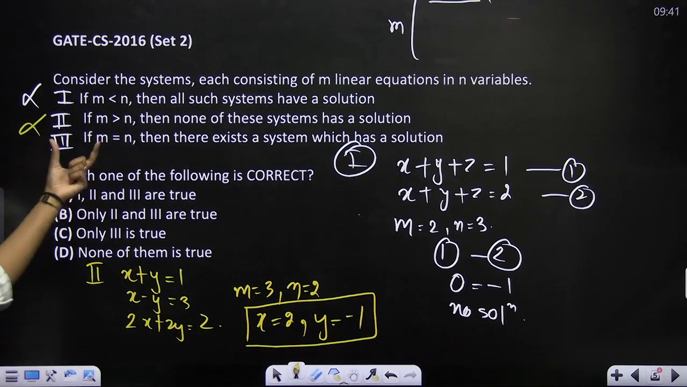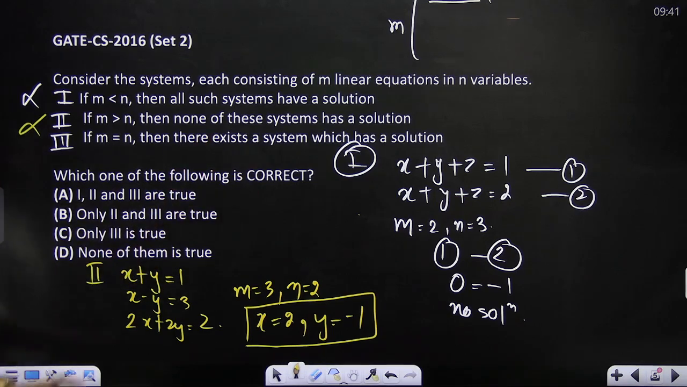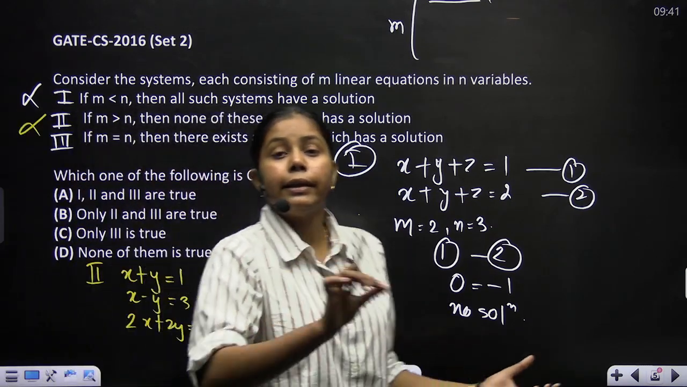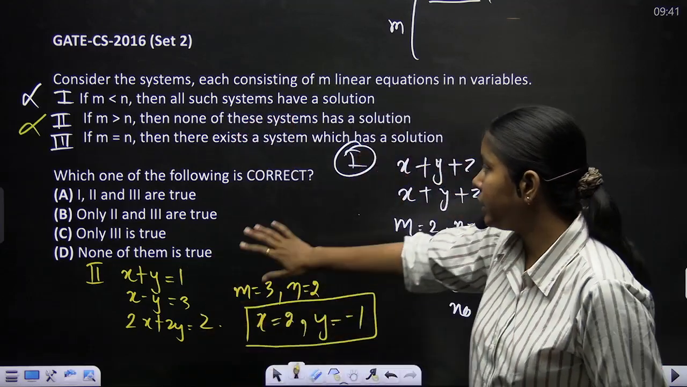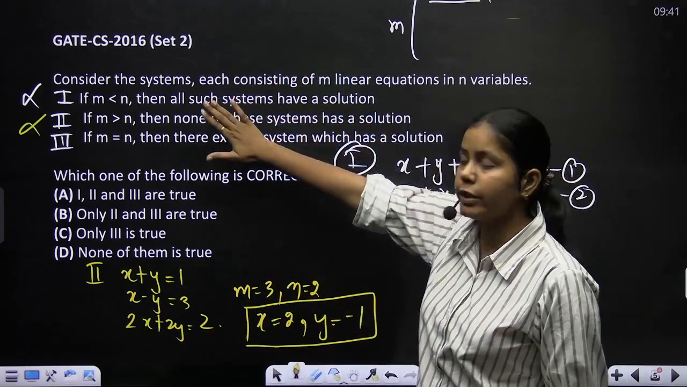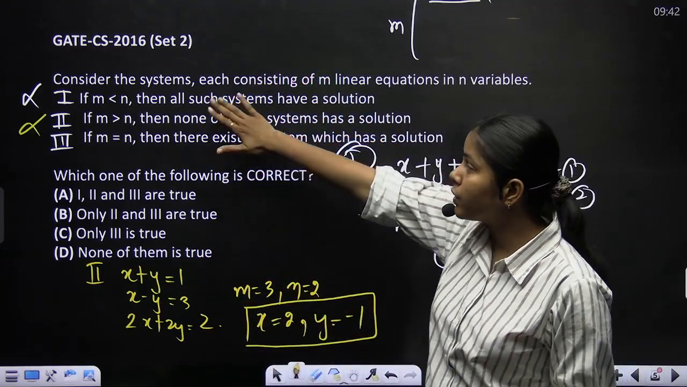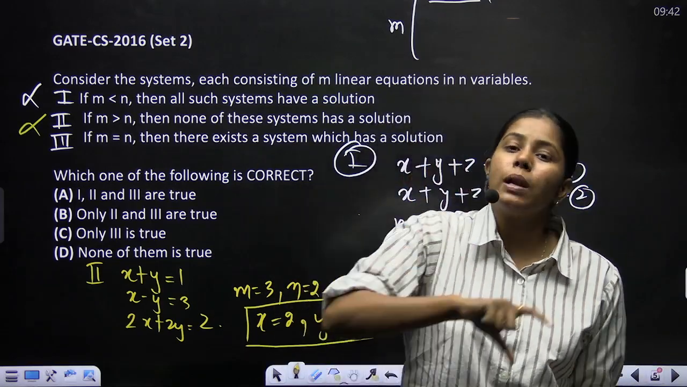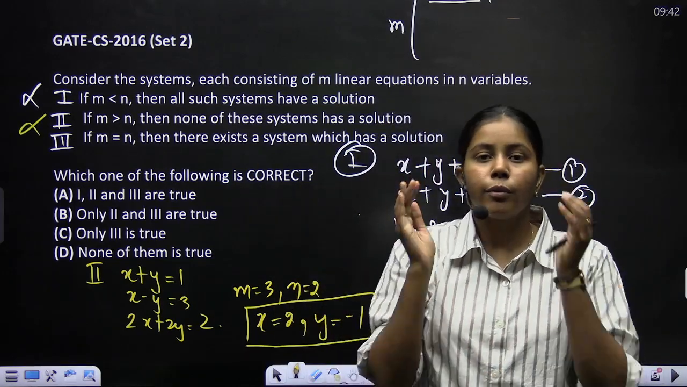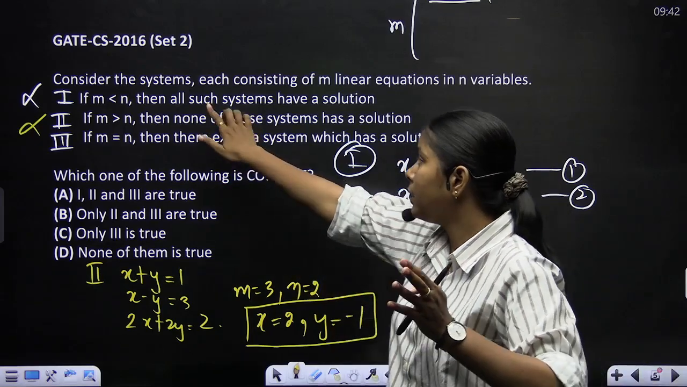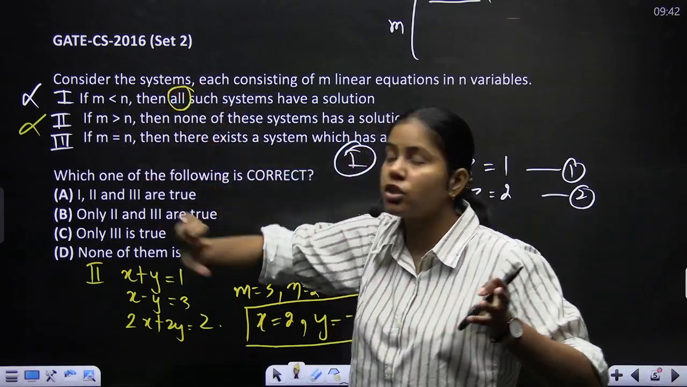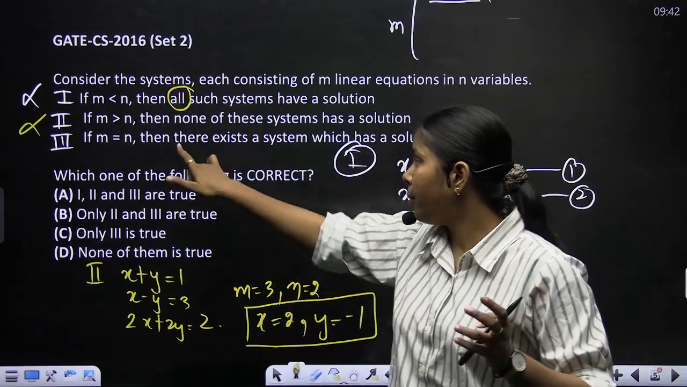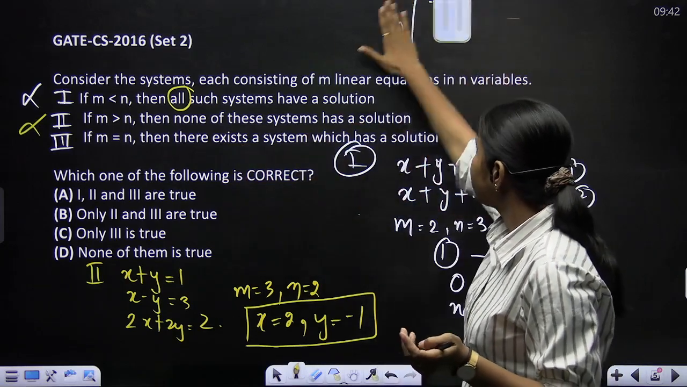Now they are saying that if m is equal to n, then there exists a system which has a solution. Now what they are saying is that there exists a system. See, the difference between the first, second and third statements is that in the first and second statements they are saying that all such systems have a solution, or all such systems do not have a solution, because we cannot specify that this will always be true. We cannot say that. But there exists a system.